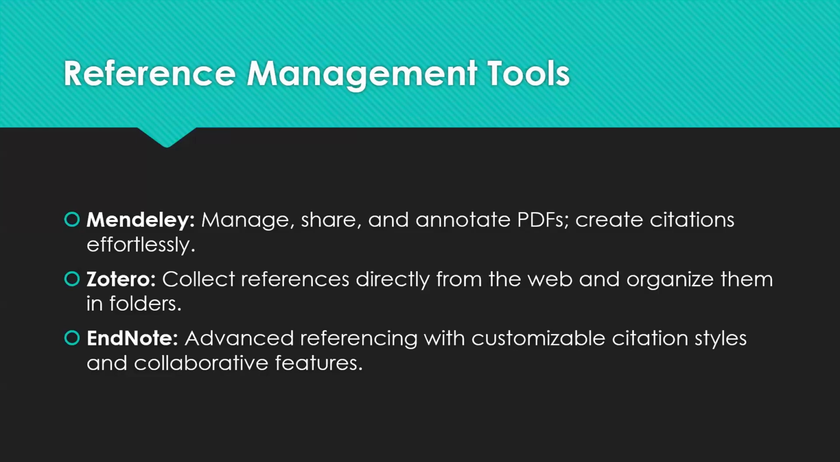Then the third one talks about EndNote. In EndNote, it provides advanced referencing features which customize the citation styles, and collaborative options for team-based projects. So these tools are essential for efficiently managing your sources, which helps you to stay organized and simplify the citation process, so that you are able to work on thorough literature reviews by using these tools, mainly Zotero and EndNote.